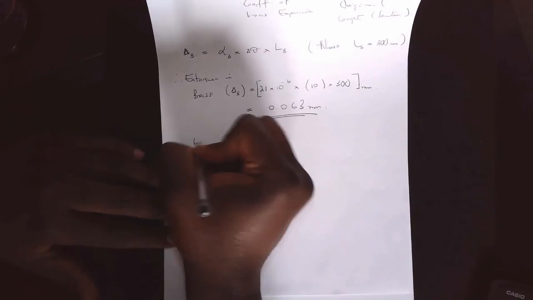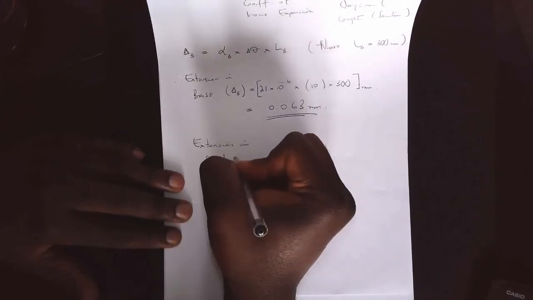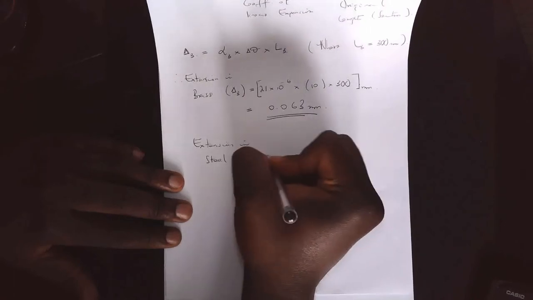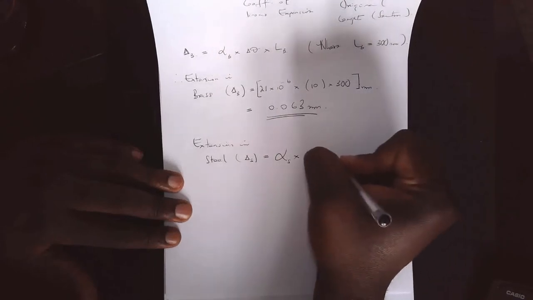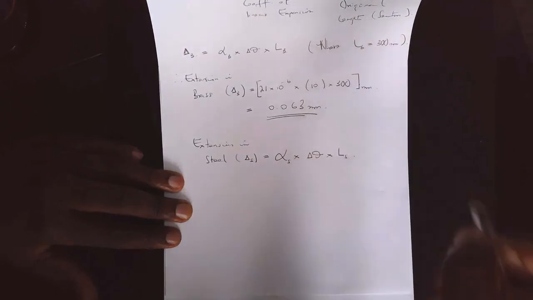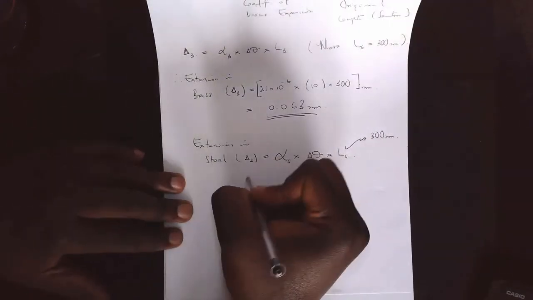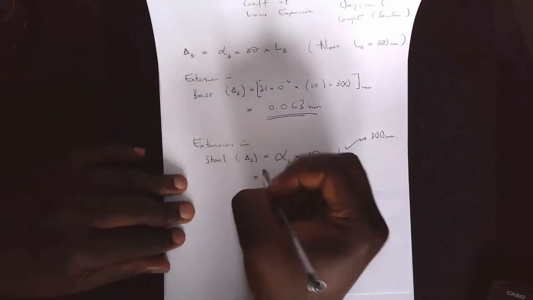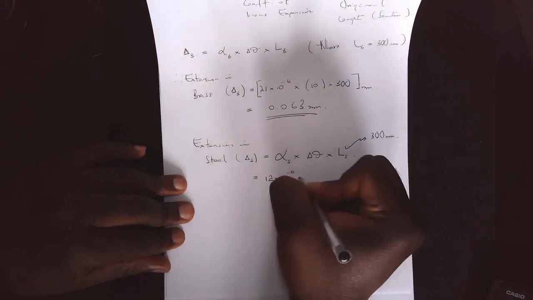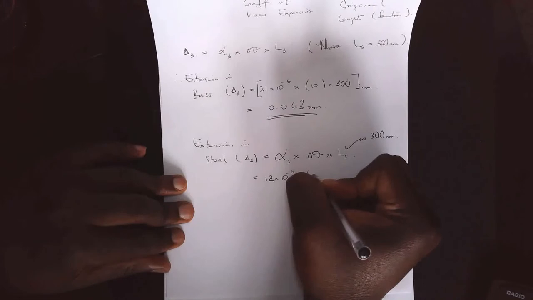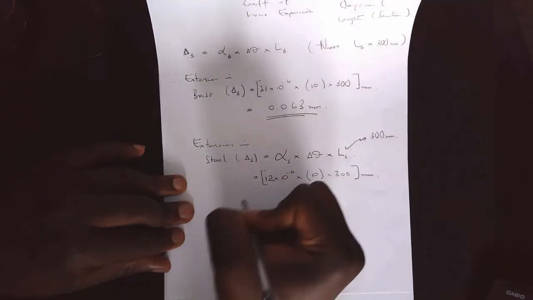So the extension in steel, or in the steel section, let's call that delta S. That'll be equal to alpha S times delta theta, or delta T if you want, times LS, okay? And LS is 300 meters, given in the problem. So putting known values into the equation, we have 12 times 10 to the power minus 6 times (10 times 300). And the final unit being millimeters.